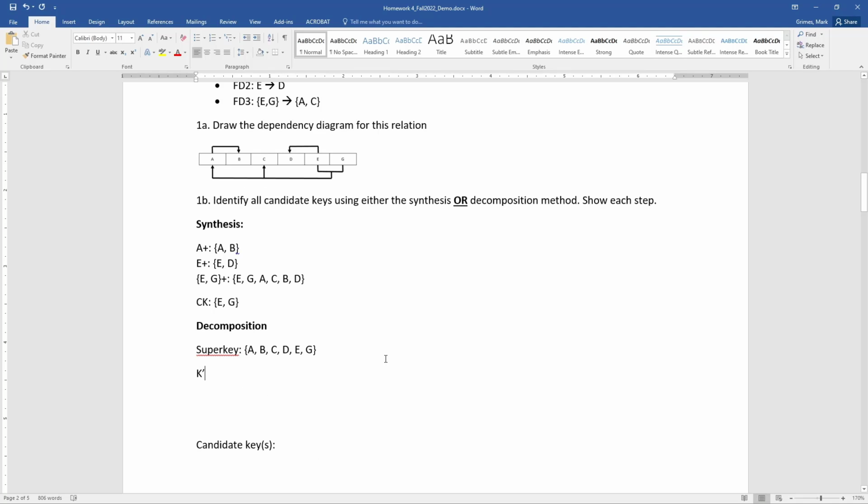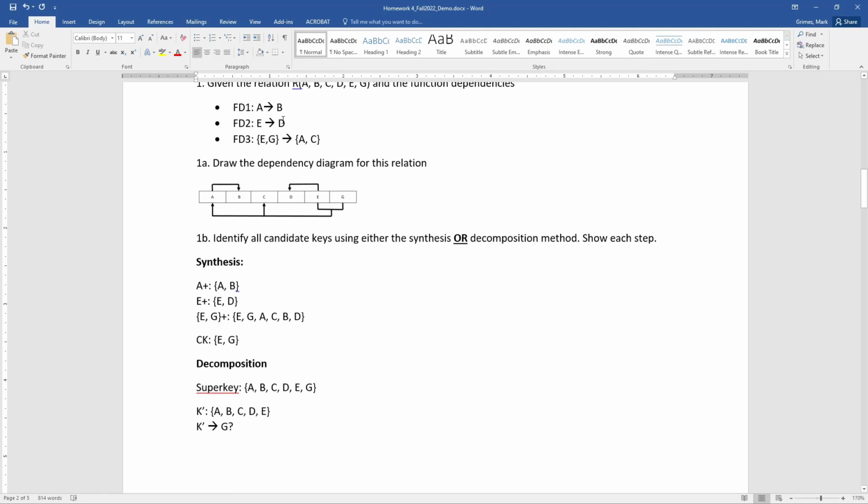So we're going to say K prime is A, B, C, D, E, and we're going to ask, does K prime functionally determine G? And in this case, it doesn't look like anything functionally determines G. So we're going to say no, and that means we have to include this attribute G in order for this set of attributes to be a superkey.